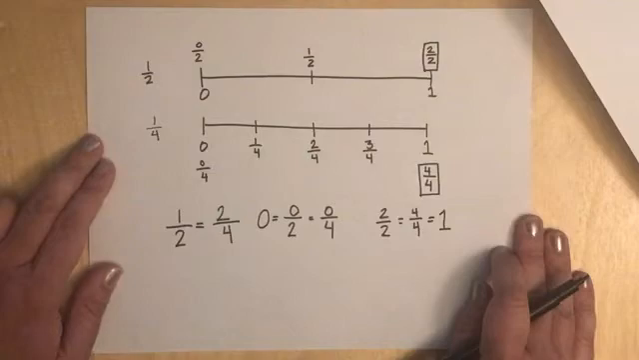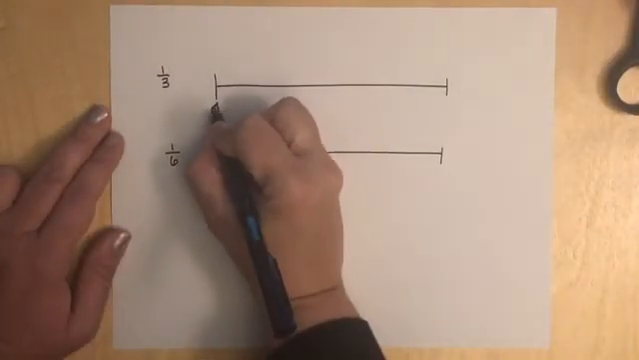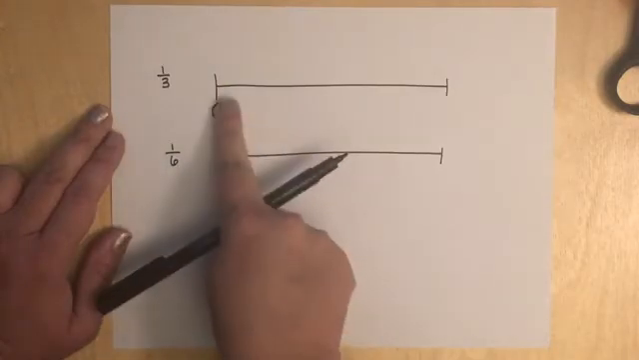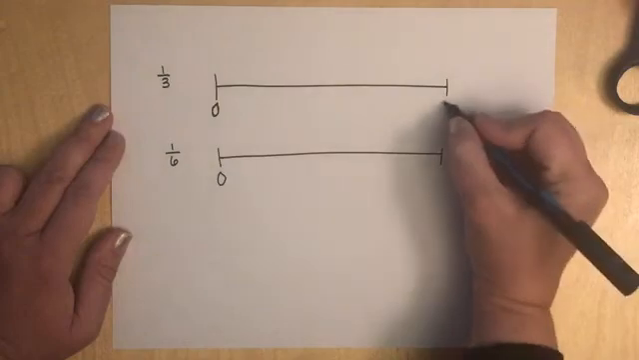Okay, let's try another one. This time when you guys make your number lines, I'd like you guys to divide your first number line up into thirds and your second number line into sixths.